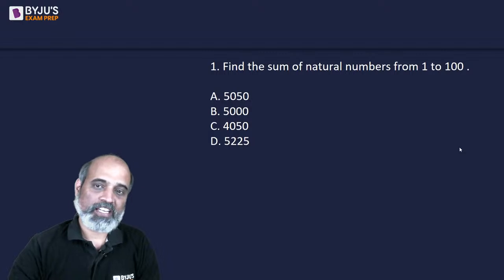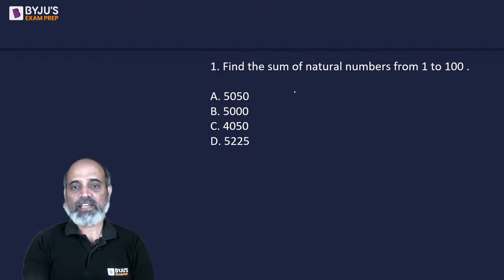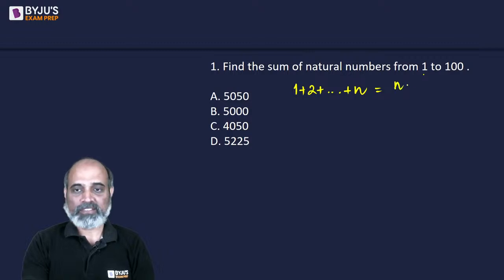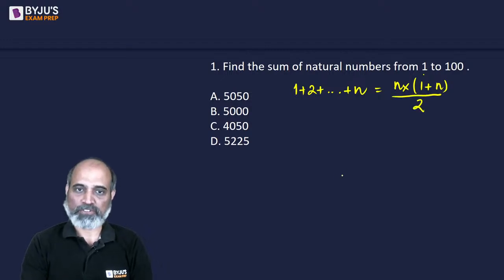So the first question is, find the sum of natural numbers from 1 to 100. It has a direct formula. Whenever you have the sum of the natural numbers starting with 1 and going up to n, it is given as the number of numbers into first number plus last number, whole divided by 2. Okay, so this is the formula.